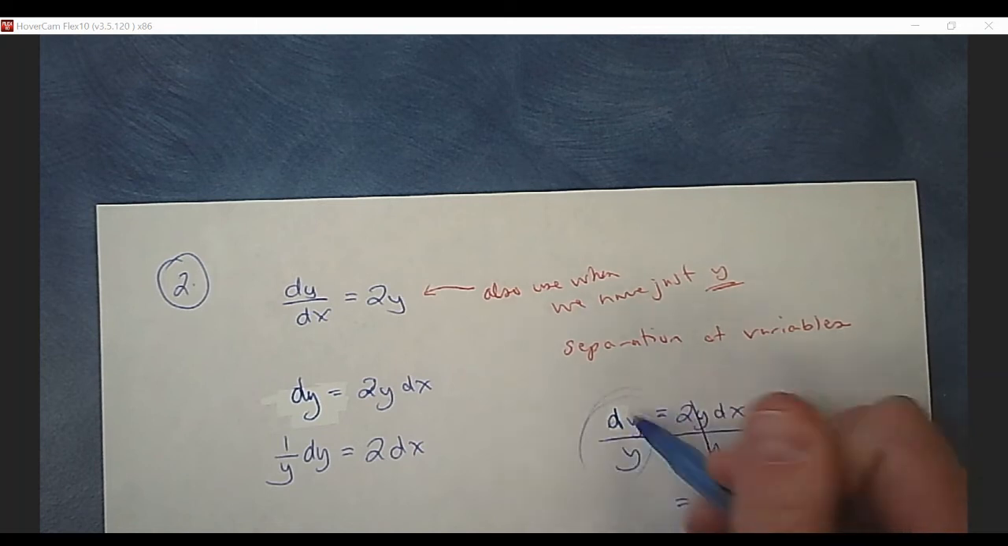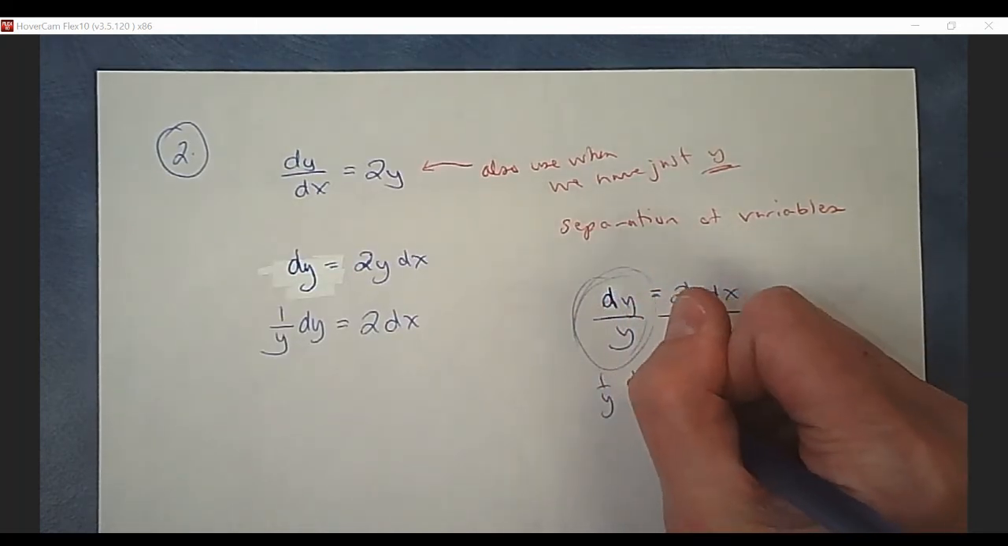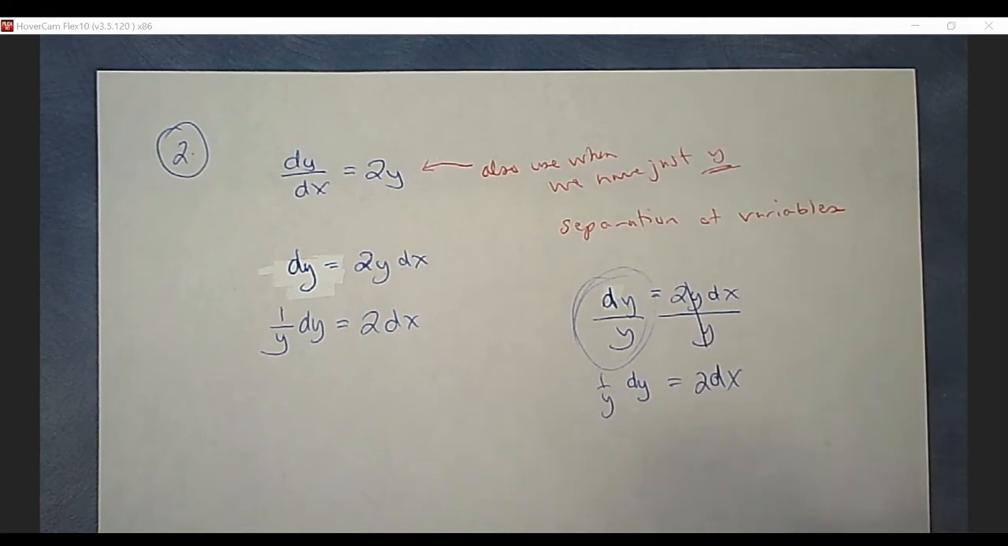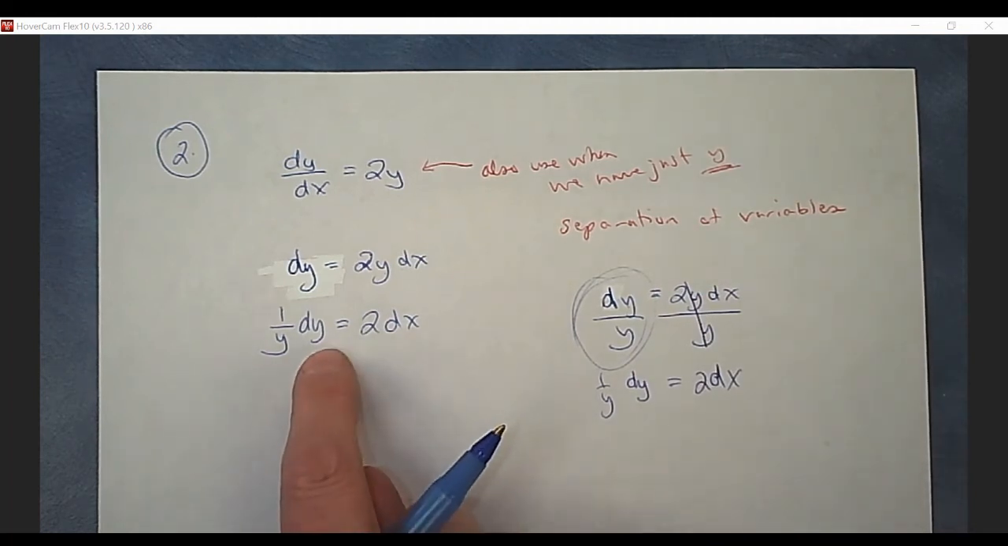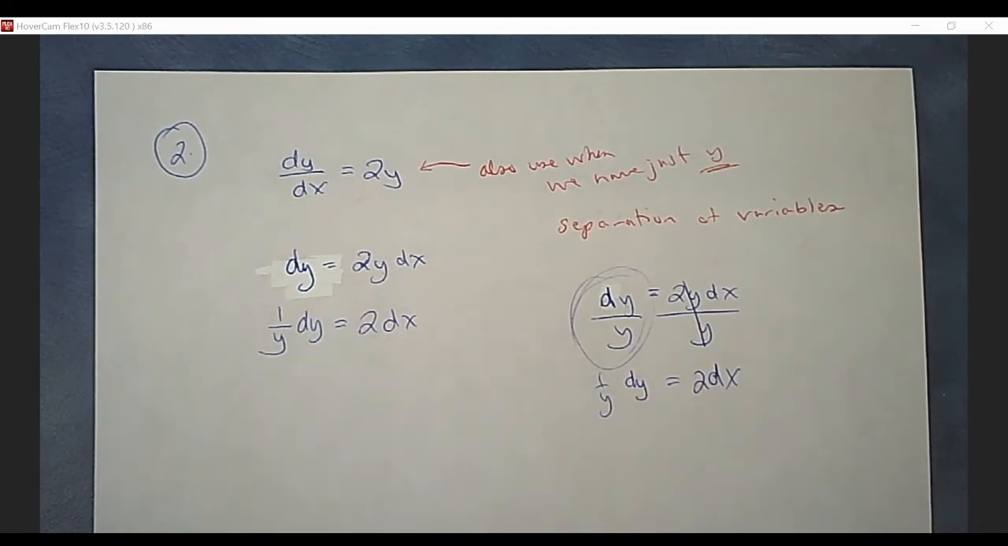And then over here, this format's going to be difficult to work with, so I like to rewrite it as 1 over y dy. And you'll get used to that in the process. Another question you might have right away is, what about the 2? How did I know to leave it over here? I didn't. It works either way.